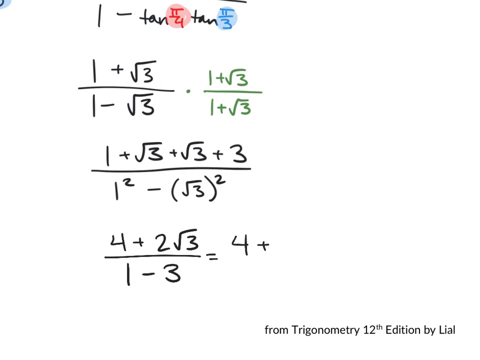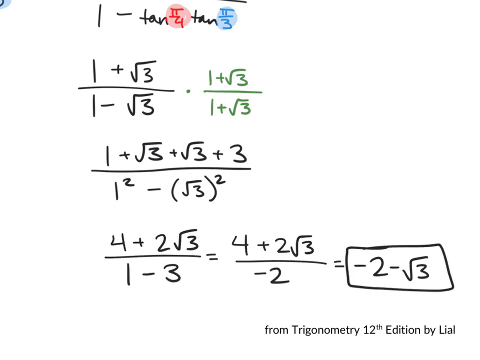This becomes 4 plus 2 square root 3, all divided by what? Negative 2, which you can also reduce down. Since 4 and 2 are both divisible by negative 2, you can reduce this to negative 2 minus square root 3, which is me just doing 4 divided by negative 2 is negative 2, and 2 divided by negative 2 is negative 1. You can't divide into the radical, just any number in front of it. If these numbers weren't both divisible by negative 2, I would have stopped here. But since they are divisible by negative 2, you can go one step further in reducing.